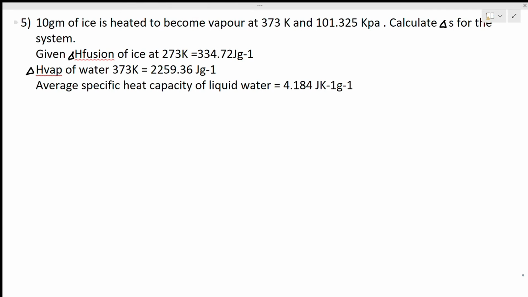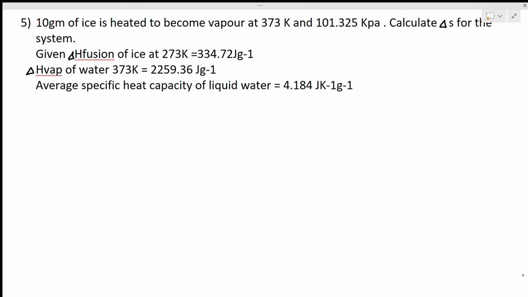See here, you have given 10 gram of ice is heated to become vapor at 373 Kelvin and 101.325 kilopascal. Calculate del S for the system. You have given del S fusion of ice at 273 Kelvin is equal to 334.72 joule per gram. Del S vaporization of water at 373 Kelvin is 2259.36 joule per gram, and the average specific heat capacity of liquid water is 4.184 joule per Kelvin per gram.